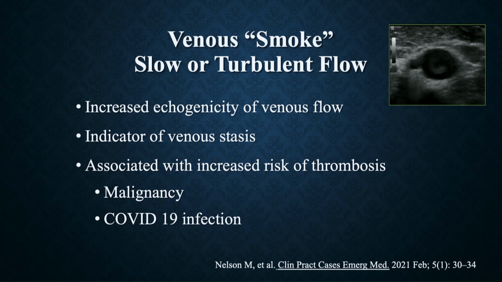And this has been described as venous smoke, which represents slow or turbulent flow. Increased echogenicity of venous flow is an indicator of venous stasis. It has been associated with an increased risk of thrombosis and may be seen with underlying malignancy, and has been seen with COVID-19 infection, which was very interesting. We started seeing a lot more cases with COVID-19. Now, again, we don't have exact numbers of what the significance of this is, but it has been associated with underlying malignancies, so it's something to keep an eye on.